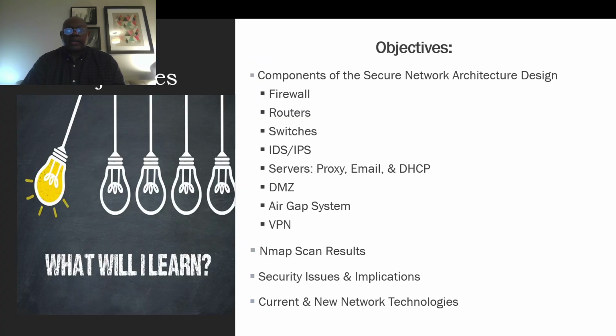The objective here is to list the information that the listeners will be able to learn from. And they include components of the secure network architecture design, which are firewall, routers, switches, IDS, IPS, servers, proxy, email, DHCP servers, DMZ, air gap system, VPNs. And I'll talk about the scan results of the VM and the security issues and implications and current and new technologies.